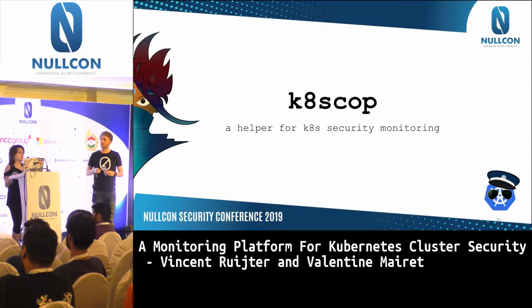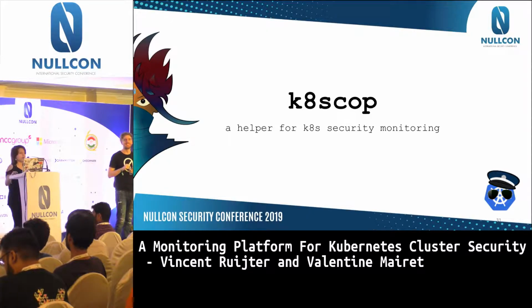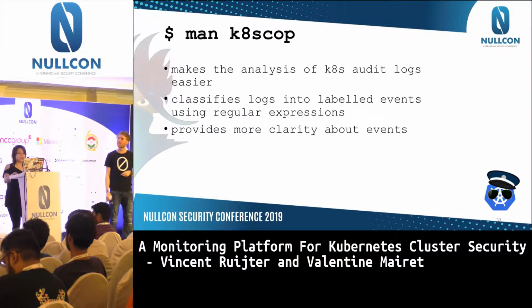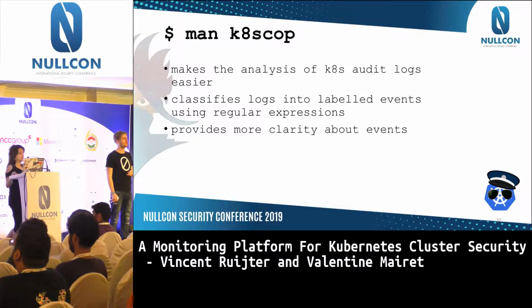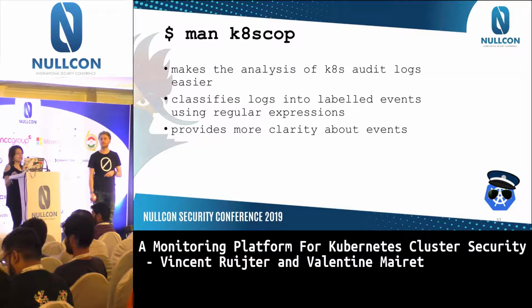So this is the alert system. We called it KSCOP because it sounds cool. And it's basically a helper for Kubernetes security monitoring. And how is it a helper? Well, it makes the analysis of Kubernetes audit logs easier, and it classifies these logs as labeled events. So, for example, getting secrets or creating a pod will be labeled, so you don't have to look into the request yourself using regular expressions. And it provides more clarity about events because it also gives you information about where the request was made, which pod, which container, everything.